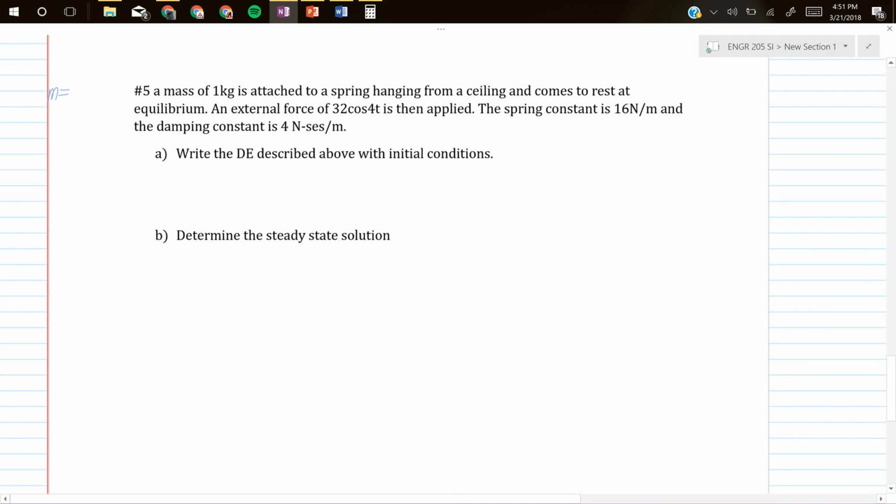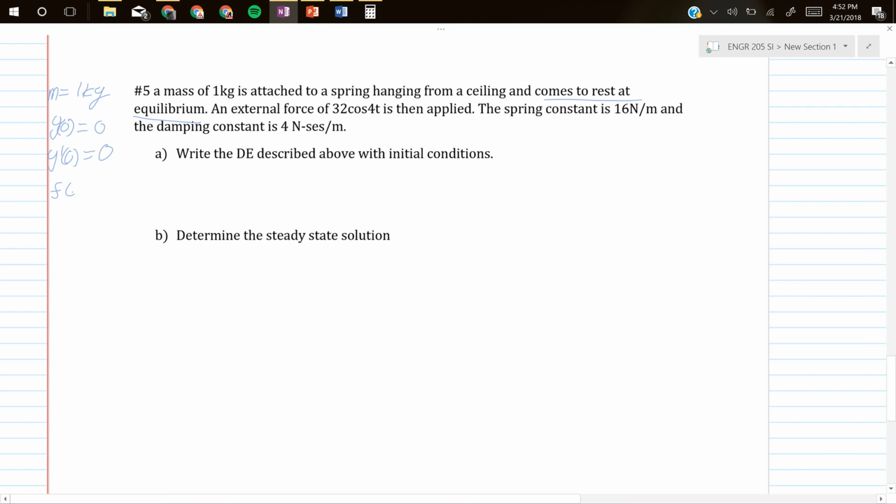So in this case, mass equals 1 kilogram. And that mass is hanging from a spring from a ceiling, and it comes to rest at equilibrium. So that implies y of 0, y prime of 0 equals 0. The reason is that it's at rest, at equilibrium. So y of 0 and y prime of 0 both equal 0. And an external force of 32 cosine 4t is applied.